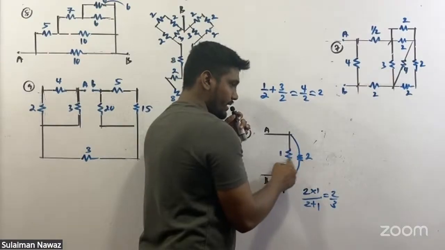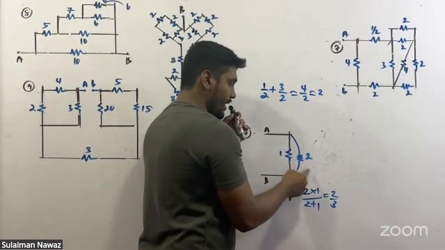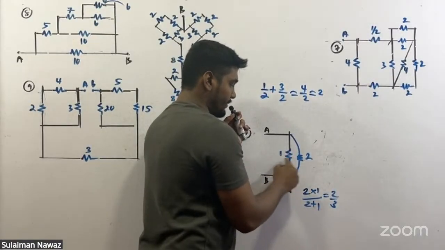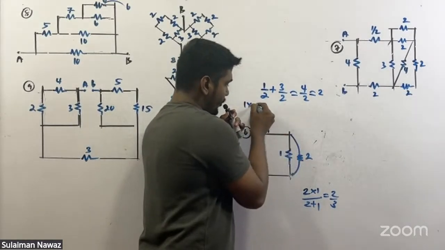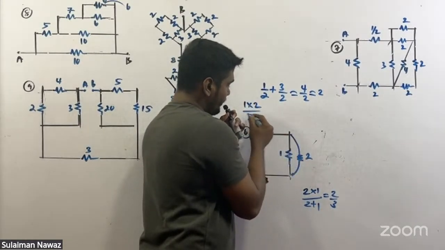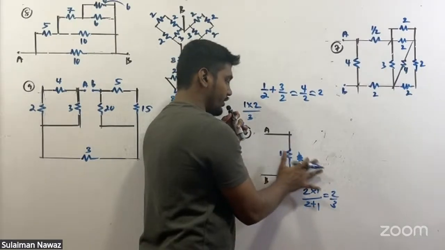These two, again parallel. Then the equivalent of these two is going to be 1 into 2 over 1 plus 2, which is 2 over 3. The equivalent is going to be 2 over 3.